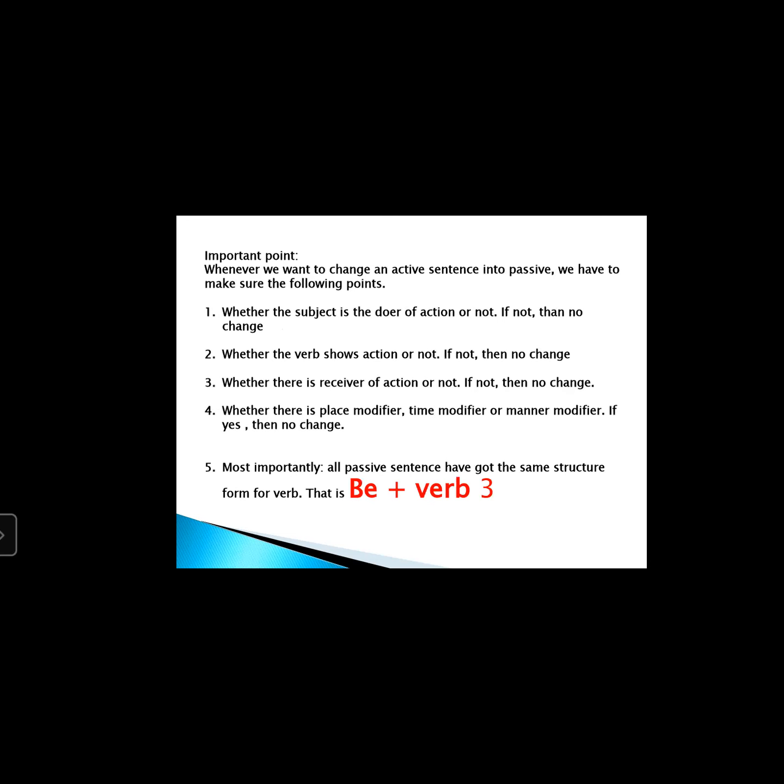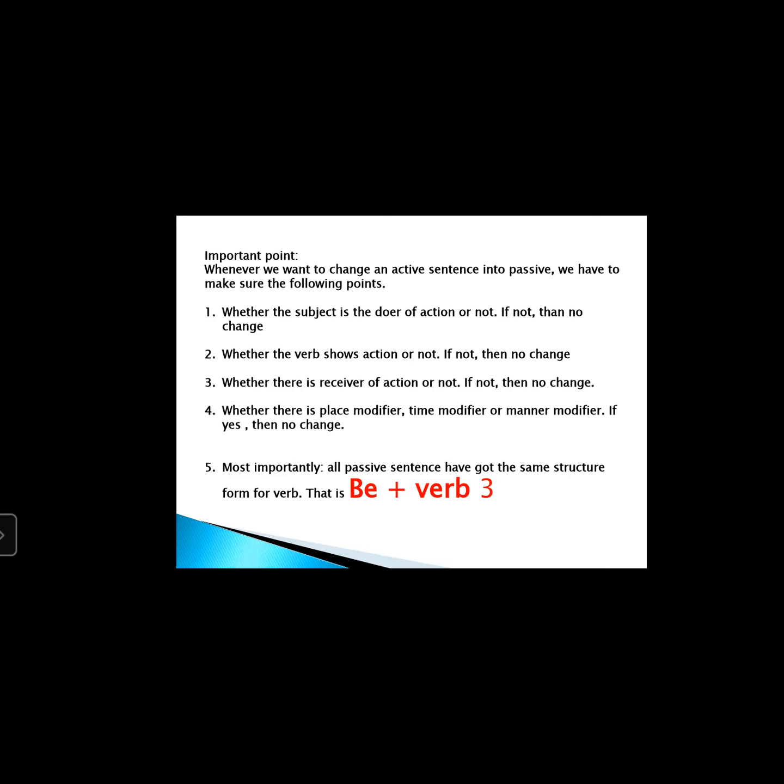Important point: whenever we want to change an active sentence into passive, we have to make sure of the following points. Make sure whether the subject is the doer of action or not, the repeated one. If the subject is not the doer of an action, then no change. Whether the verb shows action or not: if the verb does not show action, no change.